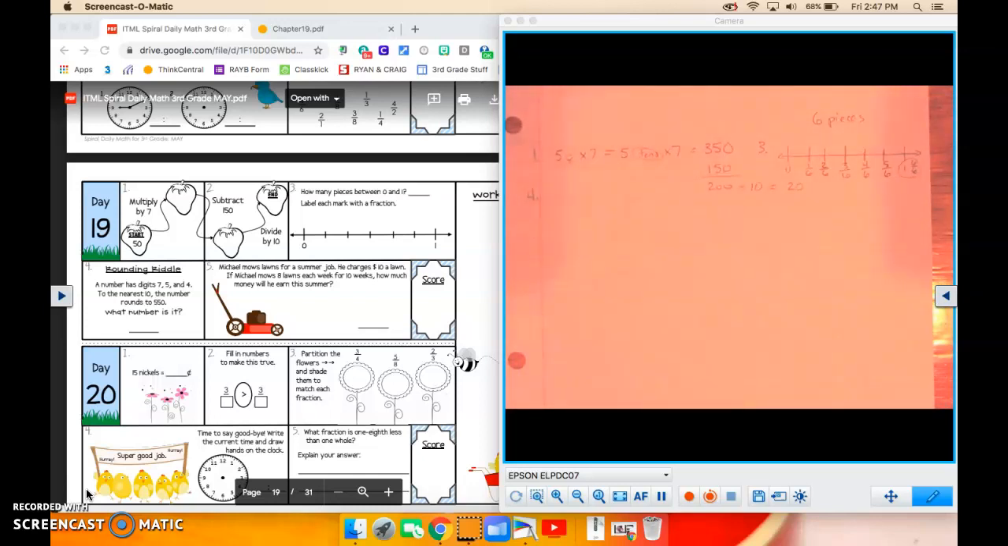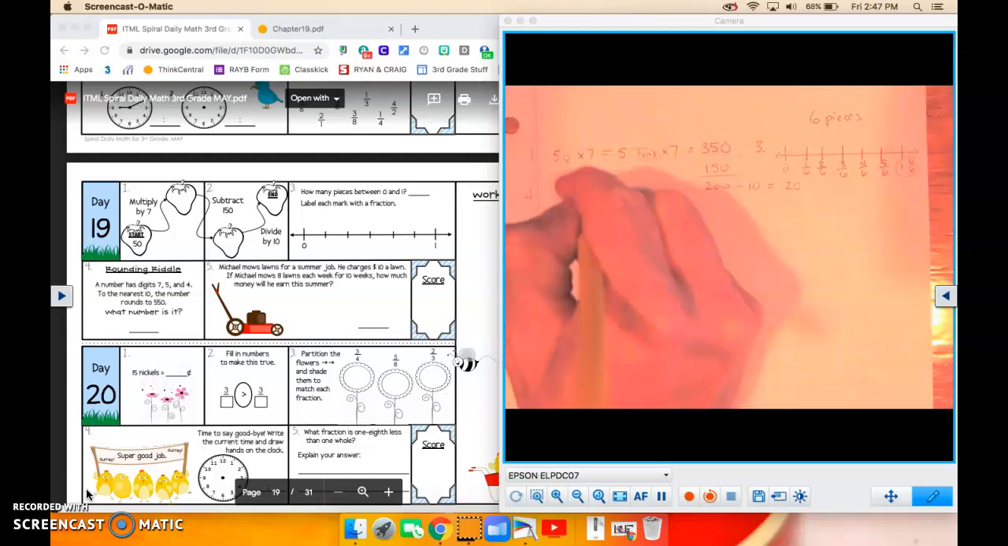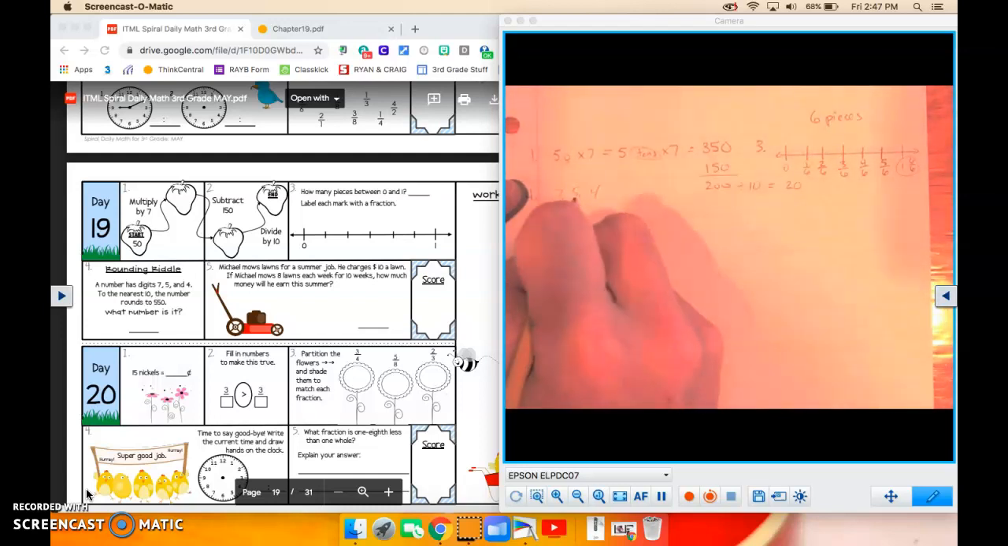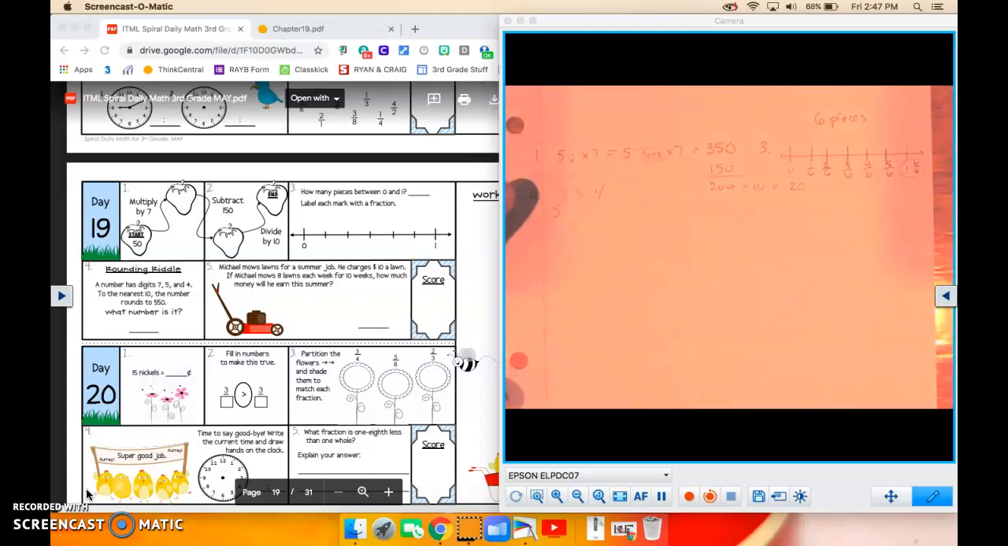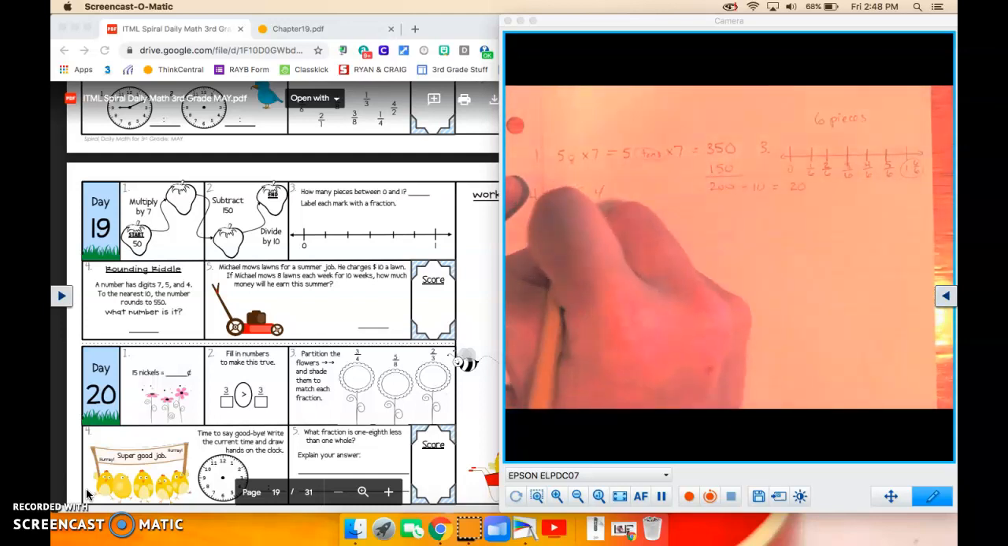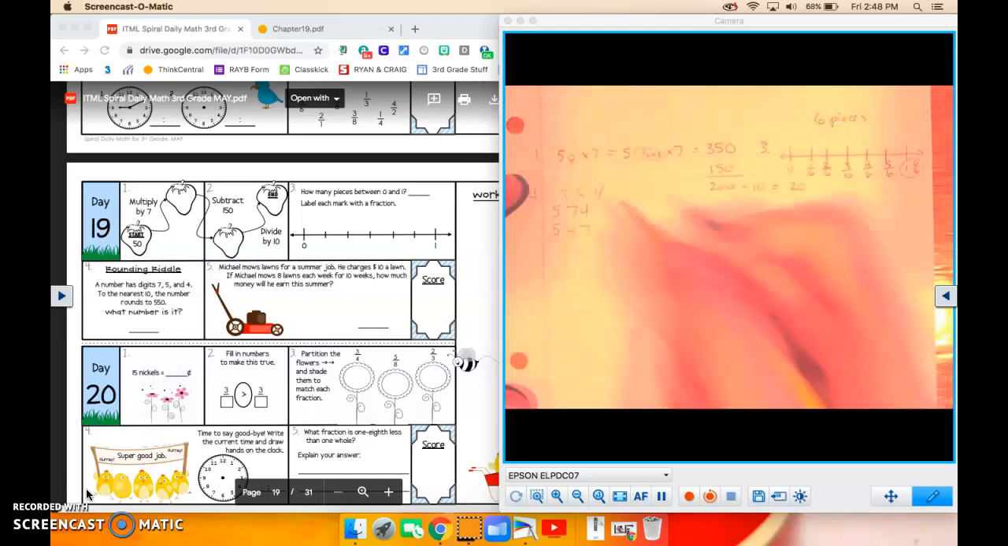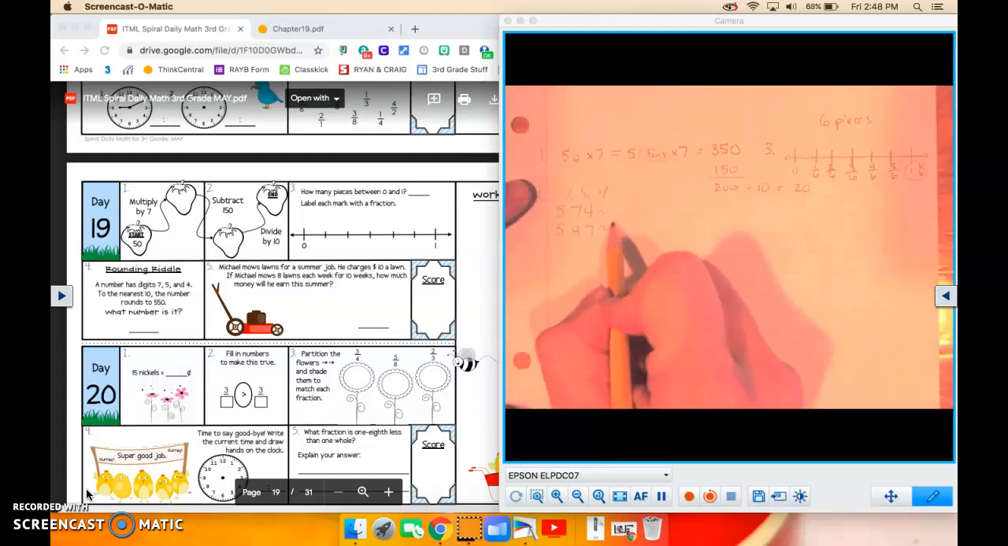Rounding riddle. A number has digits 7, 5, and 4. To the nearest 10, the number rounds to 550. Okay, so to the nearest 10, it goes to 550. Now, I'm going to put the 5 in the 100 spot right away because we know it's 500. All right, now, we know that it's either going to be 574 or 547. So let's just round both, okay?